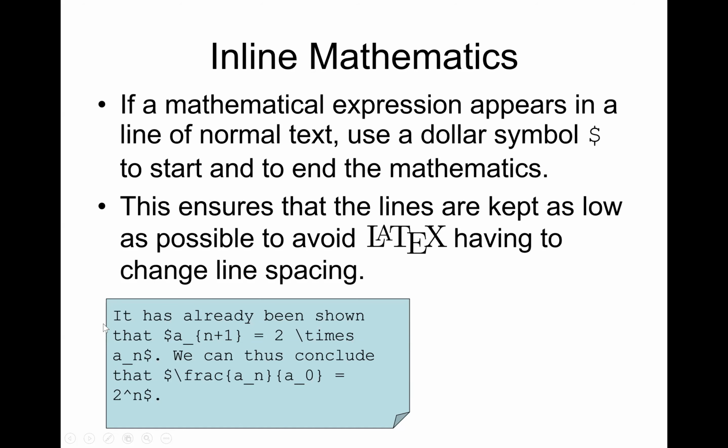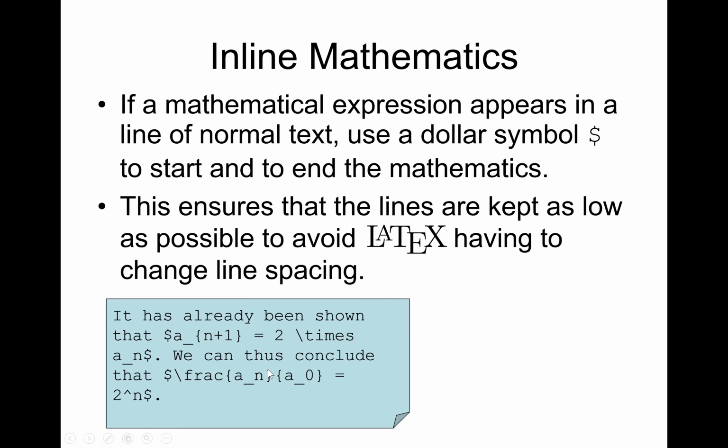So let's look at an example. It has been already shown that, so this is a sentence. It has been already shown that when we are putting this series expression inside, you begin with the dollar sign and you end with the dollar sign. A underscore n plus 1 is equal to p times A underscore n. That's the formula that we just learned. Which we can thus conclude that, so these are inline expressions. Inline, because we are beginning the sentence.